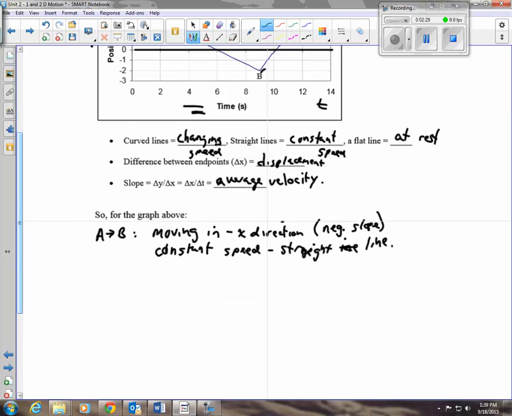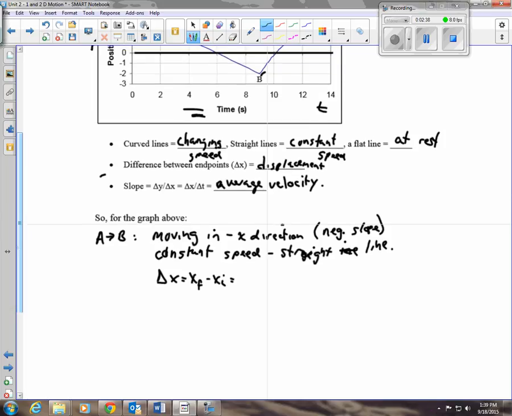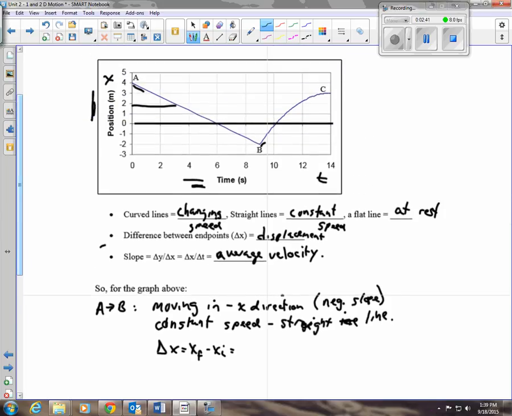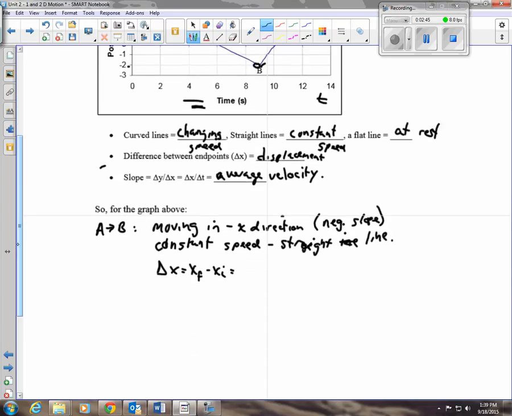Next thing I'm going to find is the displacement. To do that, I'm going to take final minus the initial. So at A to B, we ended at a position of -2, and we started at a position of 4. So it's going to be -2 meters was the final position, minus 4 meters was the initial position, which gives me -6 meters. So we went 6 meters in the negative x direction. We said that it was moving in the negative x direction up here, so it kind of confirms it.